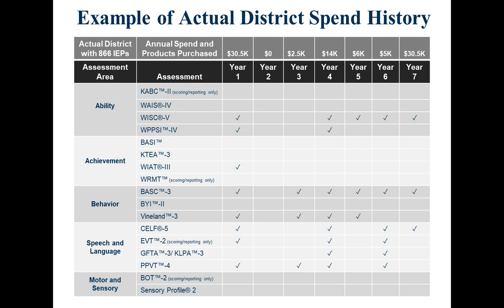So on this slide, you can see an example of the historical spend for a specific school district. This is a school district with 866 IEPs, which you can see in the very top left-hand corner. We looked at what this district spent over the course of 7 years. You can see the sum at the top of the top row, which is gray. One thing that jumps out about this district spend is that it really varied significantly from one year to the next year. This was most likely due to the release of new tests. You'll notice that this particular district also doesn't appear to be using any specific achievement tests like the KTEA from Pearson.